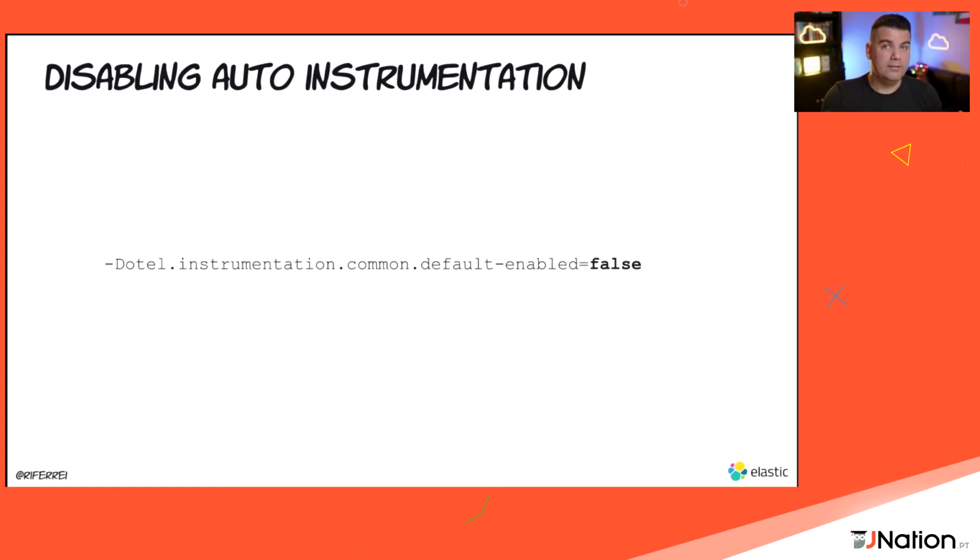What that means is that all the instrumentation that you have written manually, or that uses the @WithSpan annotation, would still work, right? It's only going to disable what has been instrumented automatically. So this is handy for troubleshooting purposes, right?